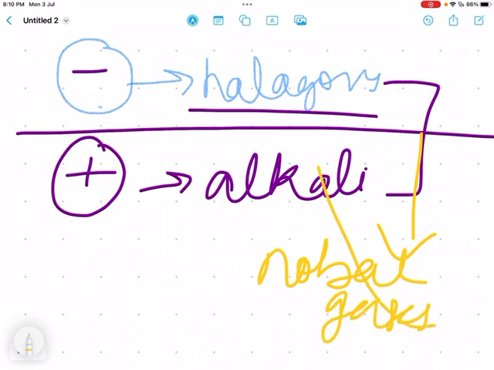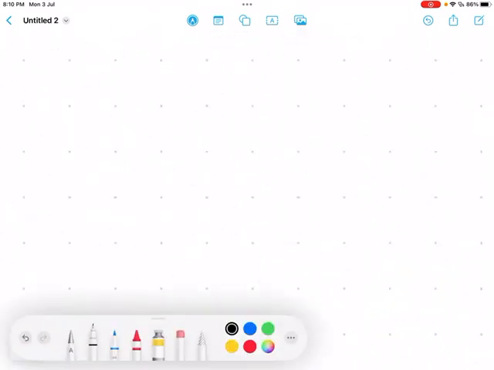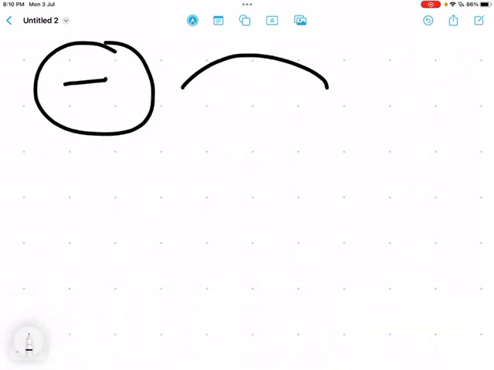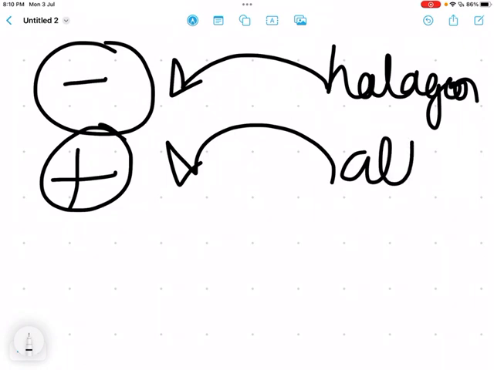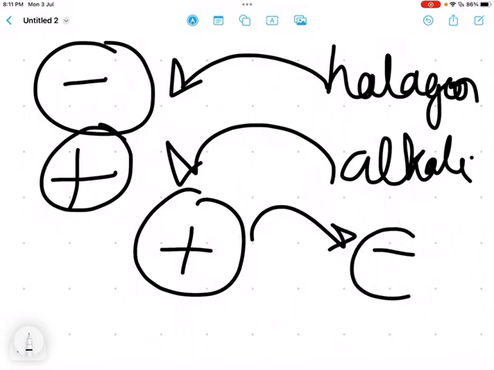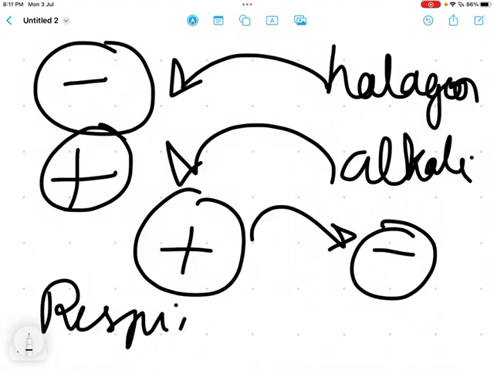Coming to the second point: the formation of a negative ion from the halogen and a positive ion from the alkali metal atom is associated with the gain or loss of an electron by the respective atom. So it's a gain and loss of electrons with respect to the atom.